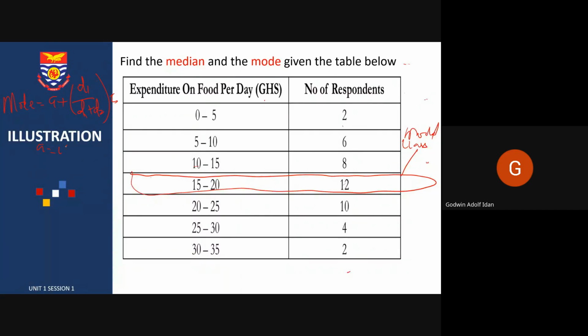So A becomes 15. And then D1, we said, is the difference between the frequency of the modal class, which is 12, and the frequency above the modal class, which is 8, giving us 4. D2 is equal to the difference between the frequency of the modal class, 12, minus the frequency next to the modal class, that is 10, giving us 2. I hope you are following how I got the D1 and D2.